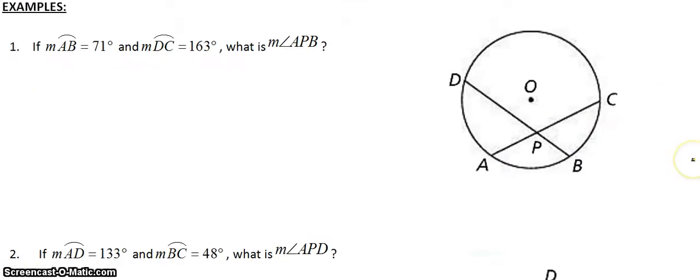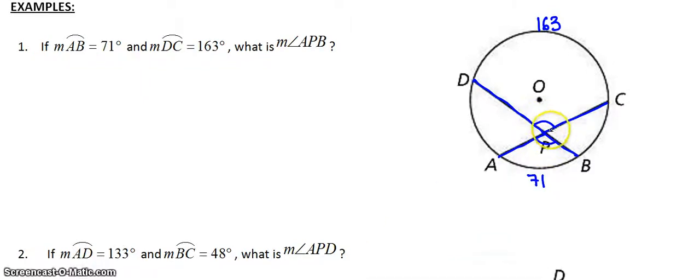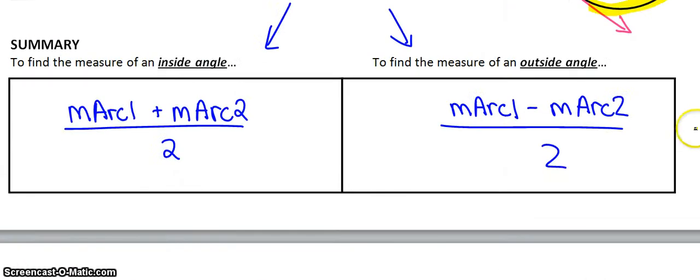Okay, let's try a couple examples. They give you arc AB is 71, and the measure of arc DC, which is over here, is 163. They want to know the measure of angle APB. Something to note, again, these are vertical angles. So finding APB is really the same thing as finding DPC here, because those are the same. This is an inside angle, because it's inside the circle. In an inside angle, you add the arcs and divide by 2.